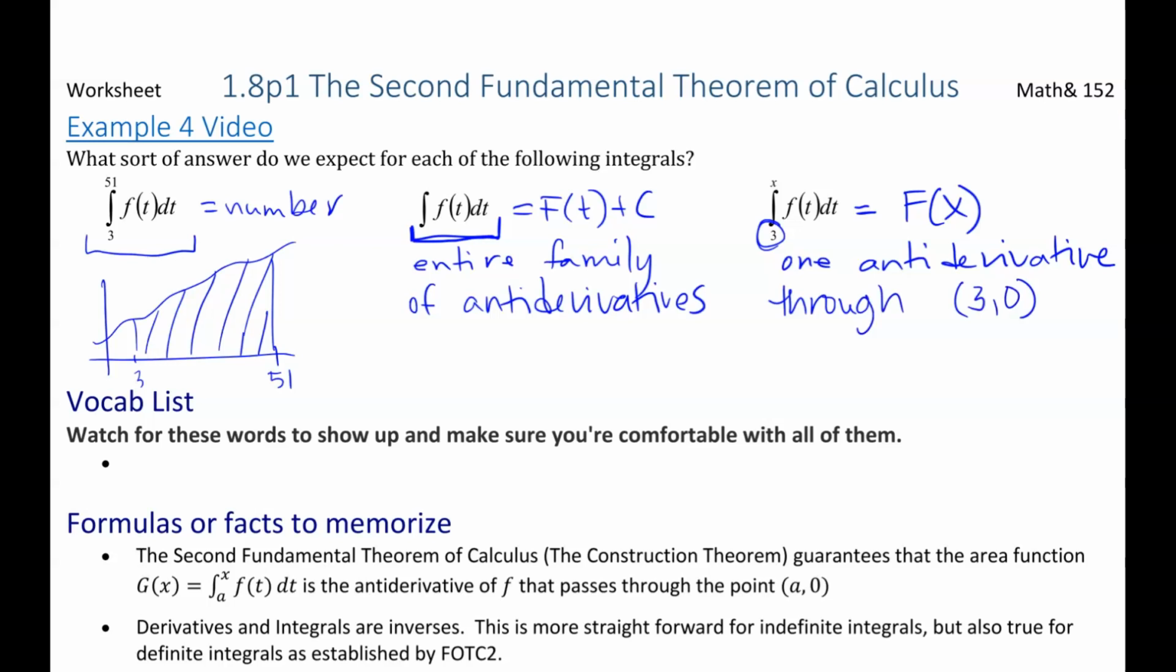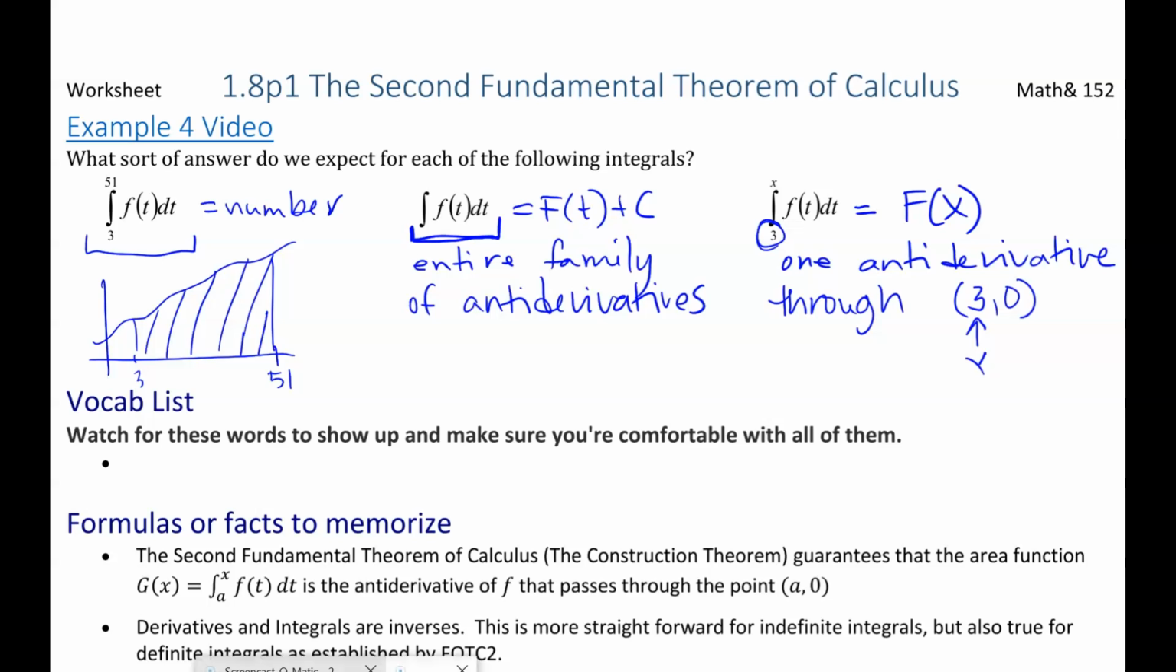And I know that because if x equals 3, then we've got a 3 up top here, and it doesn't matter what the function looks like. If you integrate from 3 to 3, you're going to get 0. So we're getting the specific antiderivative function that goes through the point 3, 0. So again, the first one, you should expect a numerical answer. The second one, you should expect the entire family of antiderivatives. And the third one is giving you one very specific antiderivative.